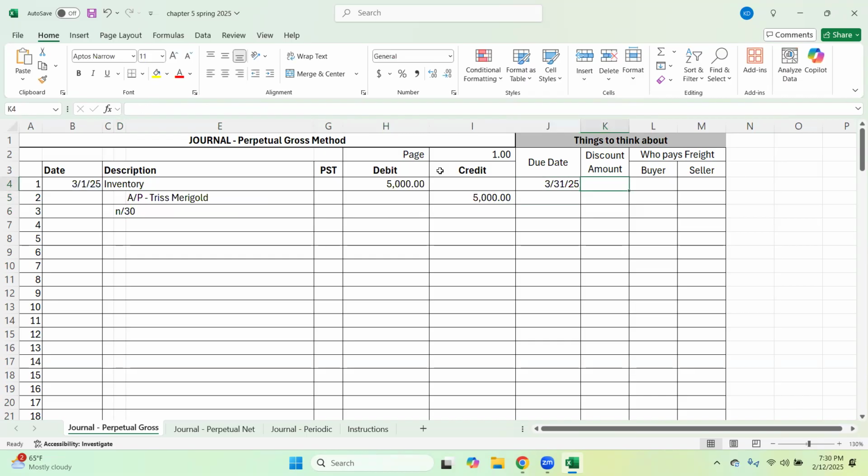Oh, look at that. I have no discount amount and there's nothing in there. We can make the assumption maybe we went down to the store and we just purchased this herb and there was no freight or anything involved.